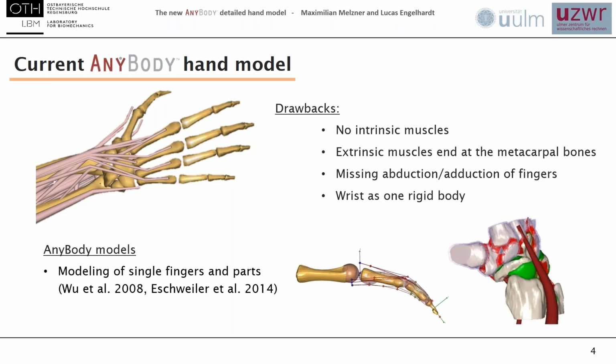On the other hand, there are already some detailed models of certain parts of the human hand, like the finger models from Wu et al. and the wrist model from Eschweiler et al. But so far, these are standalone models that are not integrated into the holistic human body model. Therefore, we decided to build up a new detailed hand model from scratch.